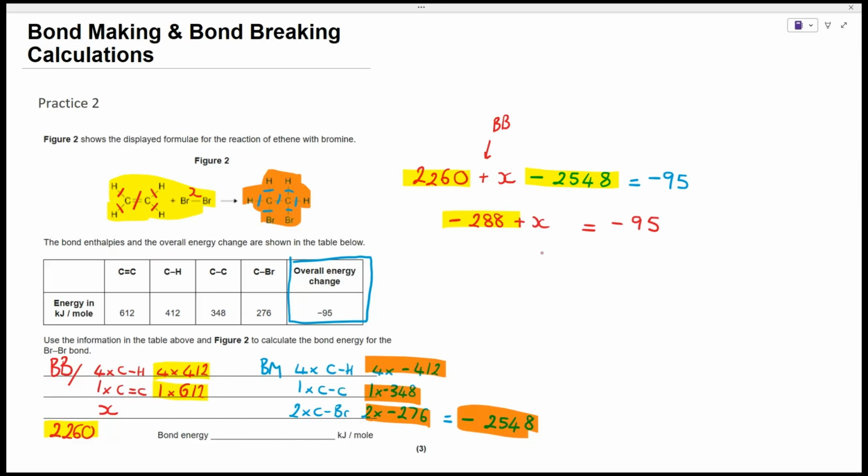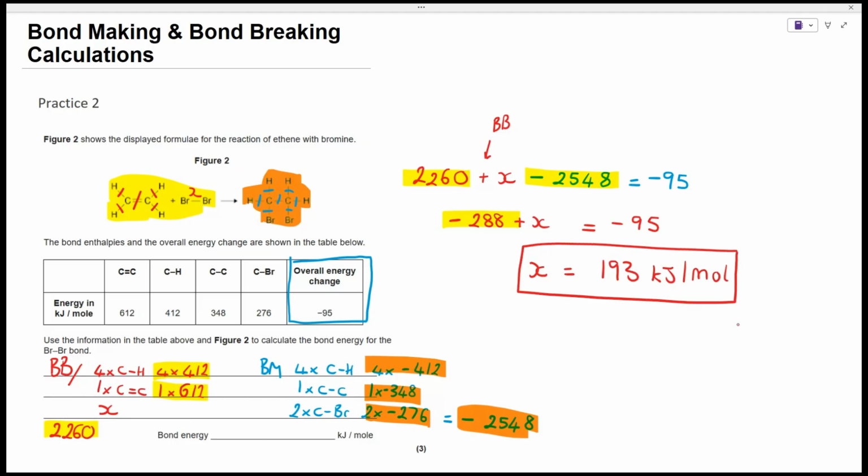Right, so to finish this off, we get x is equal to 193 kilojoules per mole. And as always with these questions, when you're in an exam and you don't know the answer, you can't look it up, you always sub the number back in and just triple check that it's worked, and it should give you the answer that you get of minus 95 if you put x in. So that is that one.